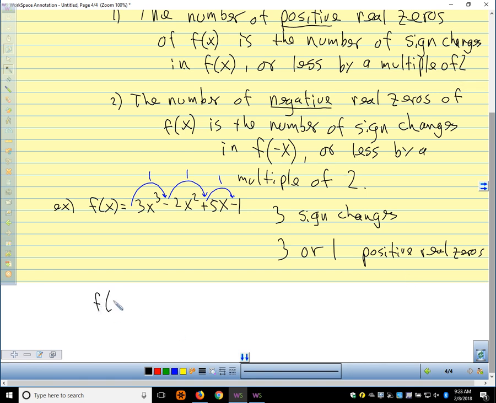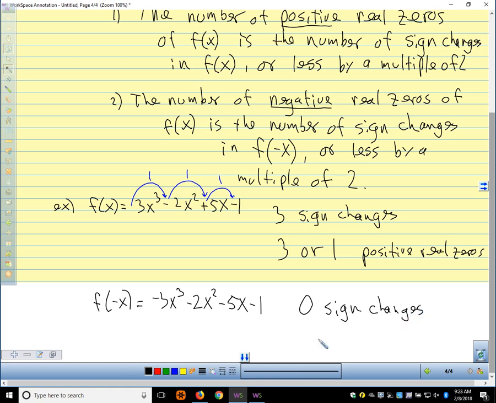F of negative x is very easy to figure out. Change the sign on the odd powered exponents. F of negative x is just going to be negative 3x to the third. This is an even exponent, so that doesn't change, because negative times the negative stays positive. This is odd. 1 is odd. How many sign changes do we have there? 0 sign changes.